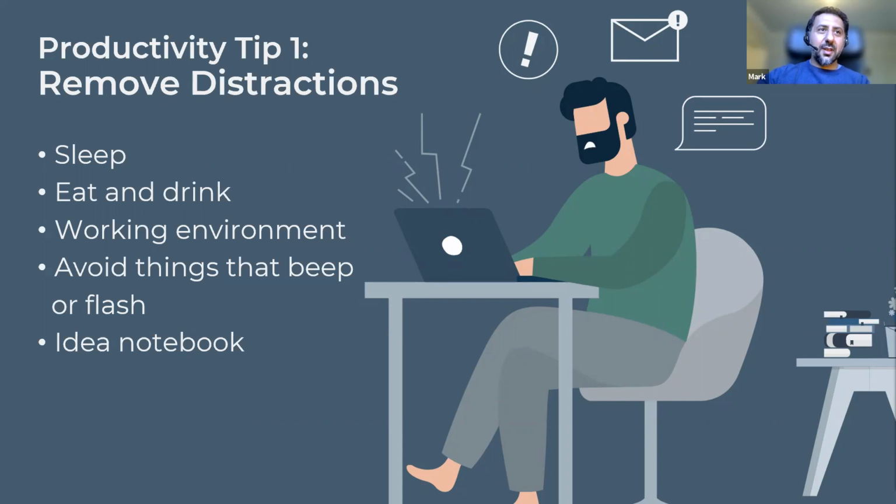One thing that is quite helpful is if you're working on something and you've got a thought that comes up and you could run away with that thought, what you could do is have an idea notebook. When you have the thought, put it in the notebook and store it for later, when you have a break or something. So that's productivity tip number 1 on removing distractions.